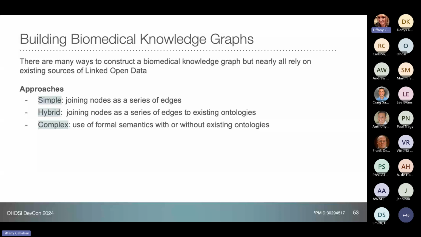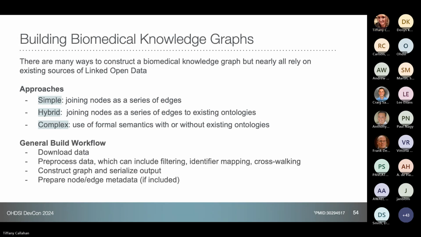So if we boil the literature down into the minimal set of different ways of doing this, we can say there's about 3 approaches for how graphs are built in the biomedical domain. There's simple graphs. These join nodes as a series of edges. There are hybrid graphs, which join nodes as a series of edges to existing ontologies. So they're taking advantage of some existing semantics. And then there are complex graphs, which use formal semantics with or without formal ontologies.